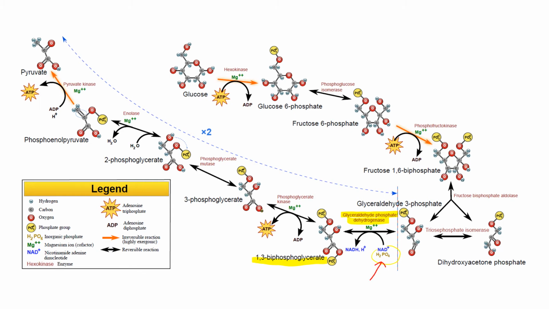There are 2 main events. Yang pertama, glyceraldehyde 3-phosphate is oxidized by coenzyme nicotinamide adenine dinucleotide ataupun NAD. Yang kedua, the molecule is phosphorylated by the addition of a free phosphate group. Enzyme yang terlibat, glyceraldehyde 3-phosphate dehydrogenase.